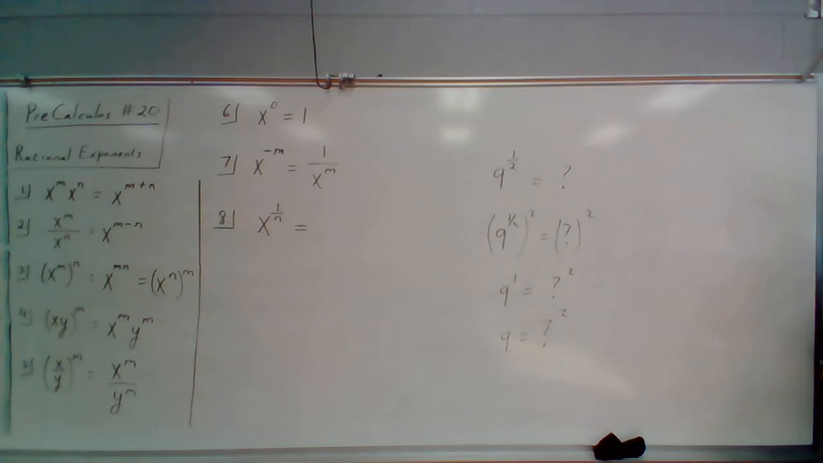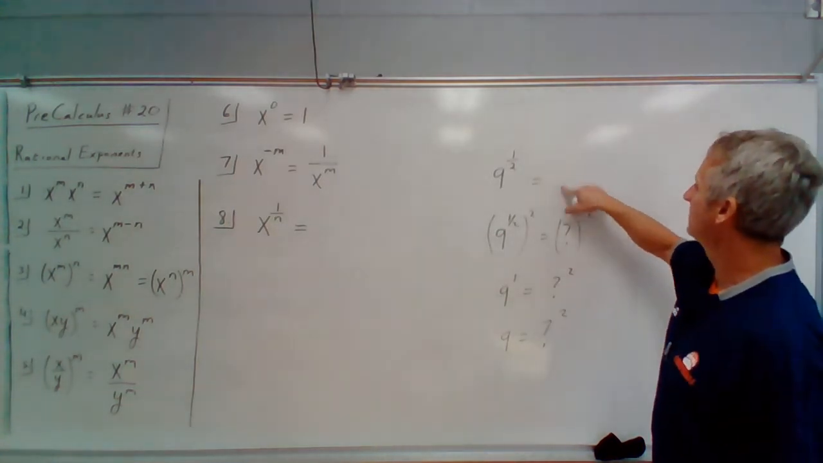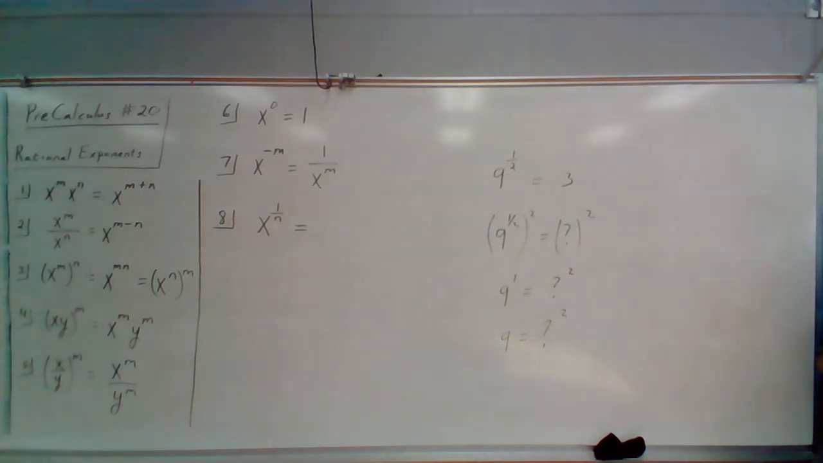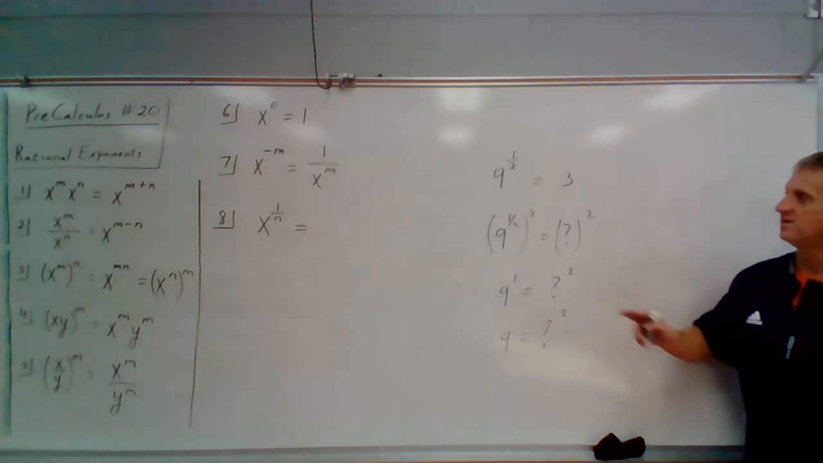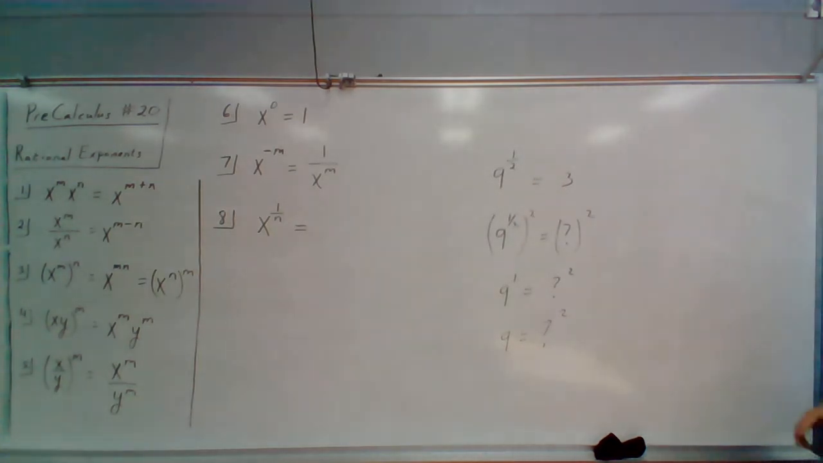So what could question mark be? Question mark would be 3. Right? 3 squared is 9. So the answer should be 3. Well, what's the relationship between 9 and 3? Well, 3 is the square root of 9. So maybe 9 to the 1/2 means the square root of 9.